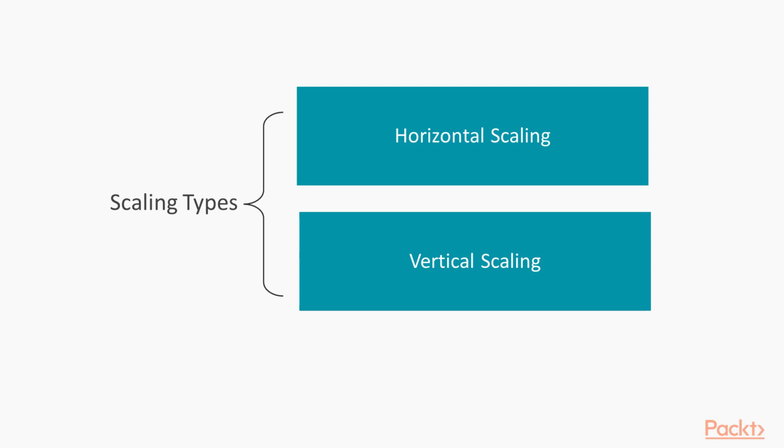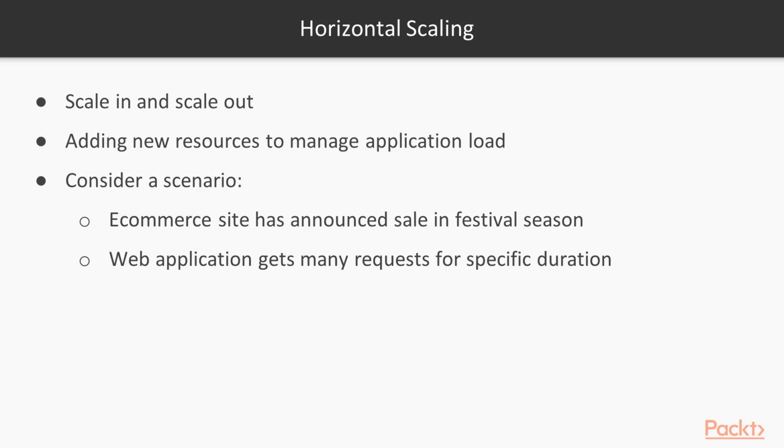There are two types of scaling: horizontal scaling and vertical scaling. Horizontal scaling is scale in and scale out. It is all about adding new resources to manage the application load.